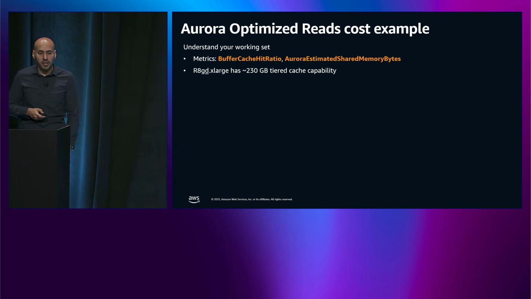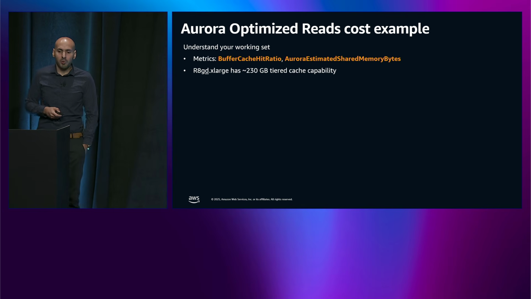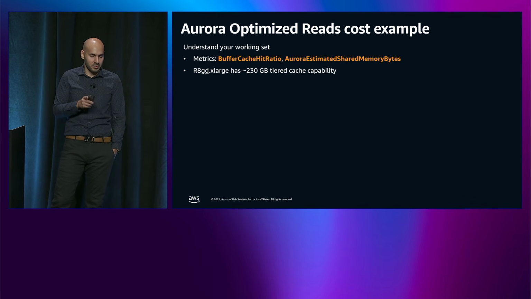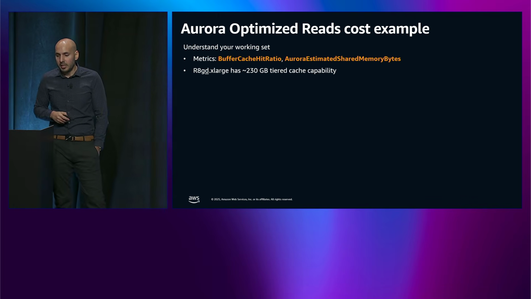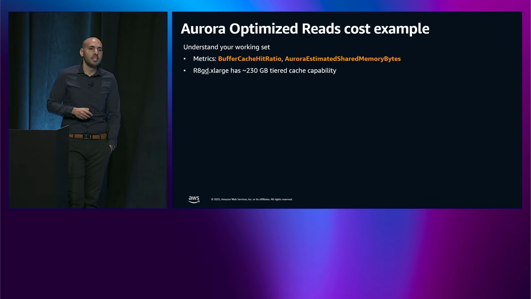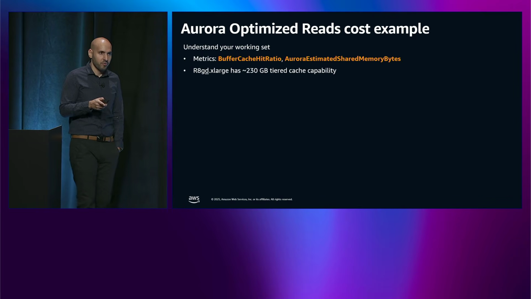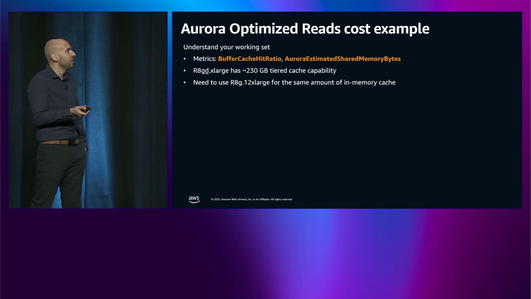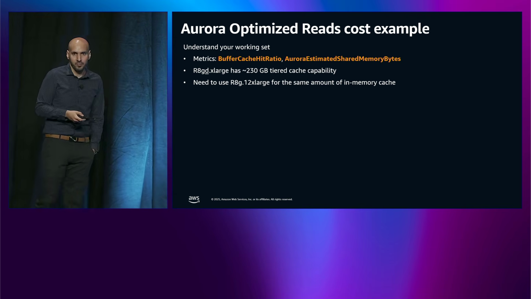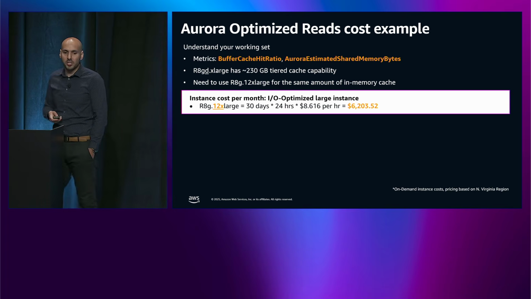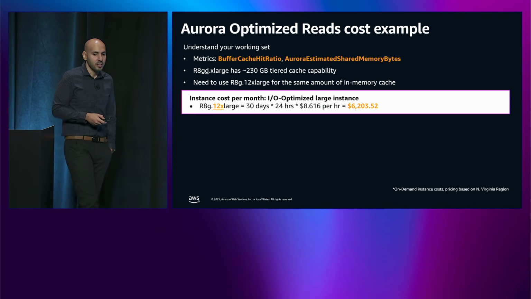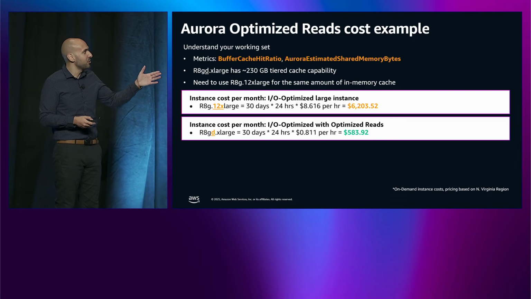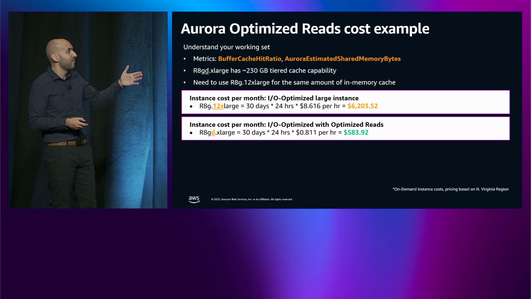So far, we've been using R6g extra large in the example. So I would like to switch to R6gd extra large, and that gives us 230 gigabytes of tiered cache in the instance. If we would need to get an equivalent amount of memory from a regular instance, not an optimized reads instance, with R6g, I would need to use R6g 12XL. Now, obviously, that would be much more expensive compared to using R6gd. So R6g 12XL will be roughly $6,200, while R6g XL comes at $580.